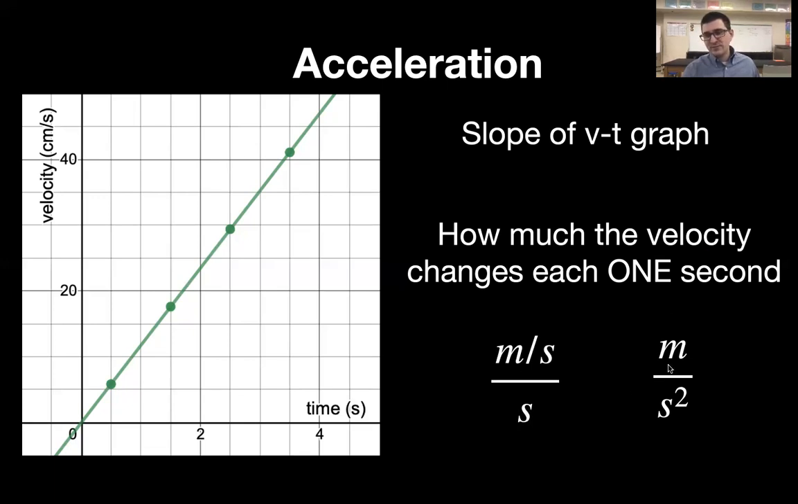And this does simplify to meters per second squared, which you may have seen before, but I'm not going to write it like that because meters per second squared doesn't mean anything to me. But meters per second divided by seconds tells me that this is a unit of velocity divided by a unit of time, which reminds me that the definition of acceleration is how much the velocity changes per each 1 second.